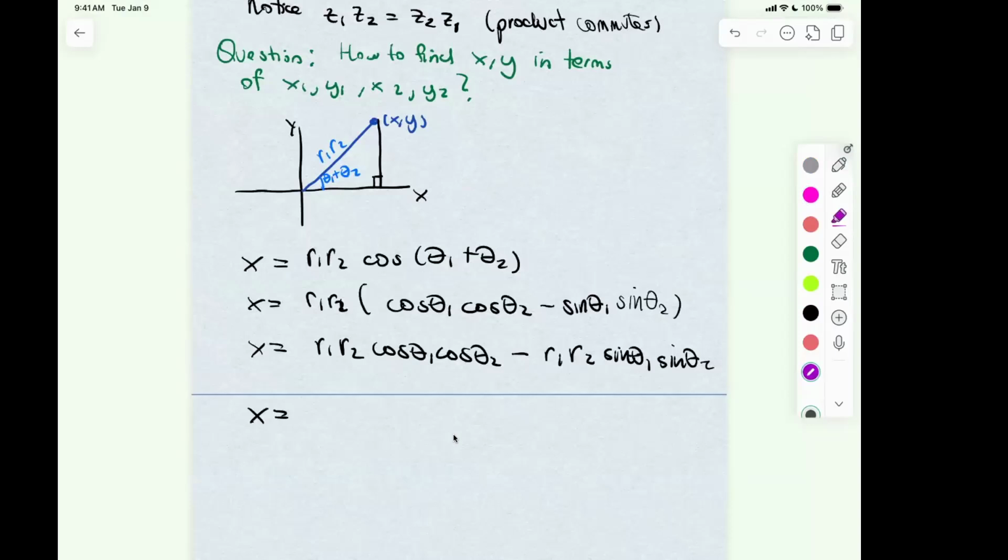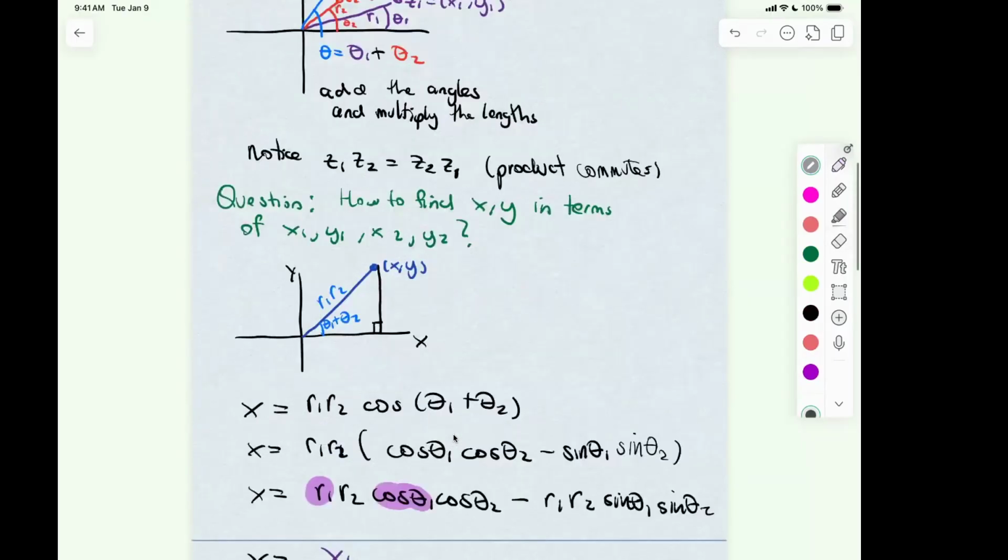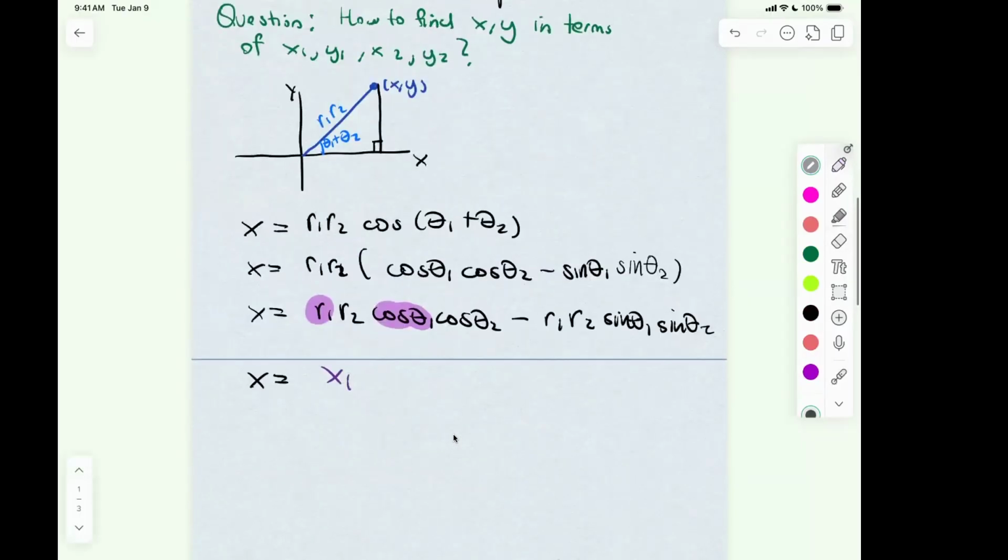So for example, what is R1 cosine of theta1? That should be X1, right? And then let's just keep the colors matching. And then what is R2 cosine of theta2? That's X2. So you get X1 X2.